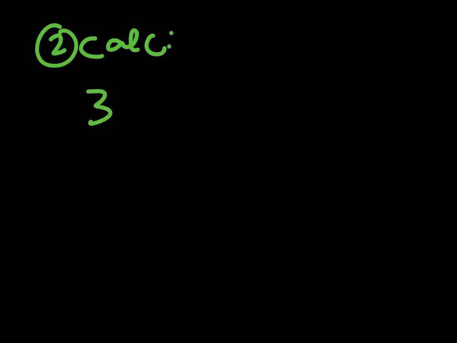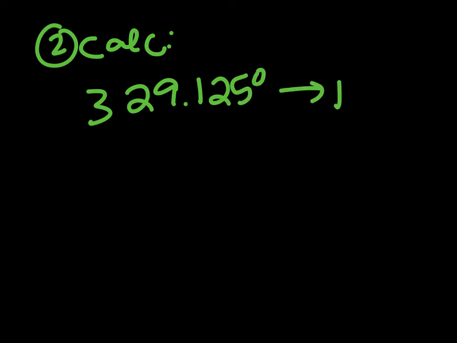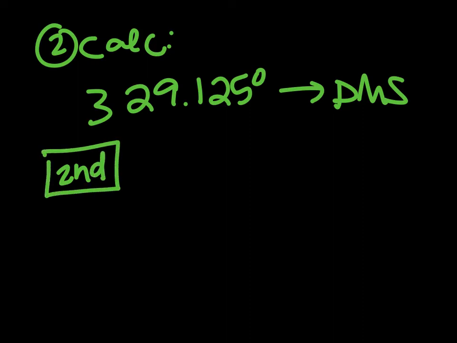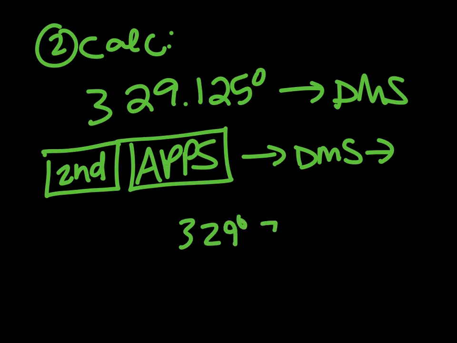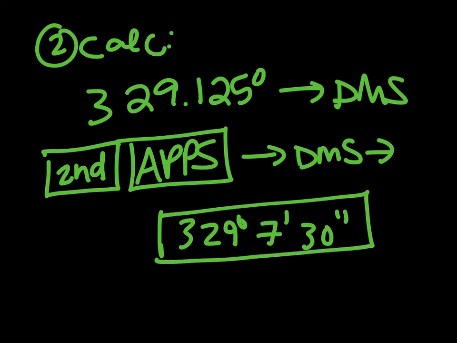Okay, if you want to do this on the calculator, here are the steps to do it on the calculator. So for example, I have 329.125 degrees, and I want to change it to degrees, minutes, and seconds. You're going to hit the second button on your calculator, and then find the apps. This is on a TI-84 or an 83. You're going to look for where it says degrees, minutes, and seconds. And then it should give you 329 degrees, 7 minutes, 30 seconds. That's the calculator version.